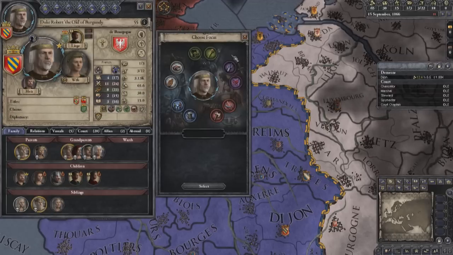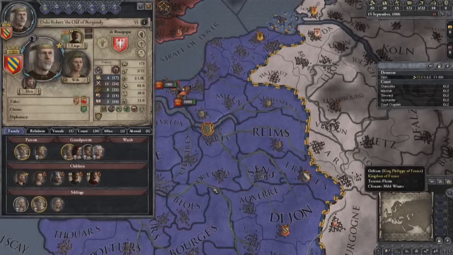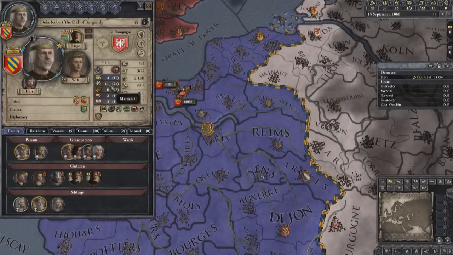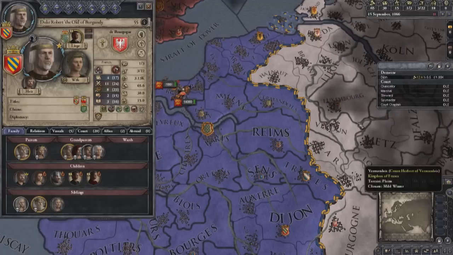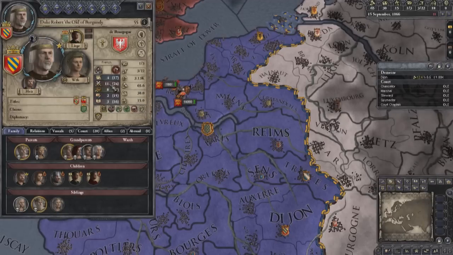Marshal. Choosing focuses kind of gives me extra tools to accomplish things. So I'm going to go to War Focus, and that will increase my Marshal, and possibly get me appointed, though unless he has a bad one, probably not. In this case, because I only have 11.